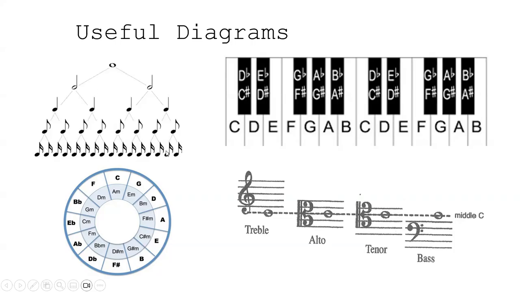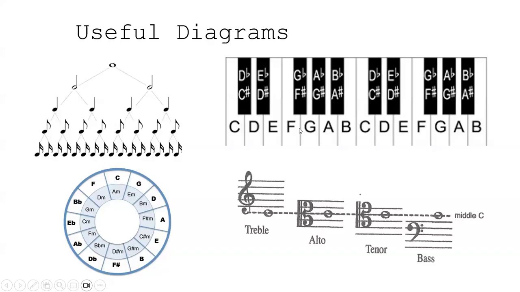Another one is a notation pyramid. At a glance, you can see how many crotchets are in a semibreve, how many minims are in a semibreve, so you're not sat there counting hundreds of notes and working out how many of those add up to that. You can see it pretty quickly visually.